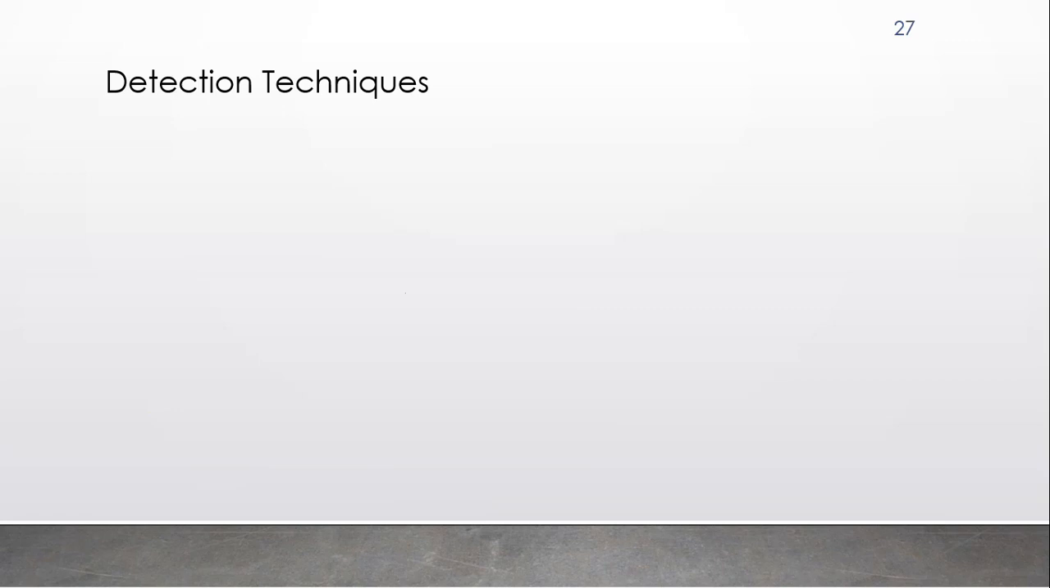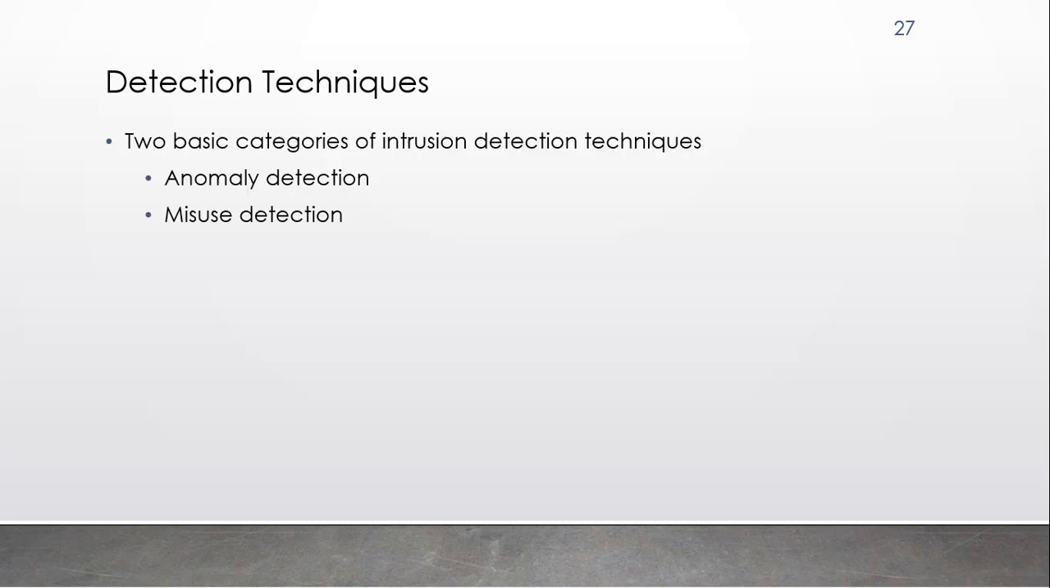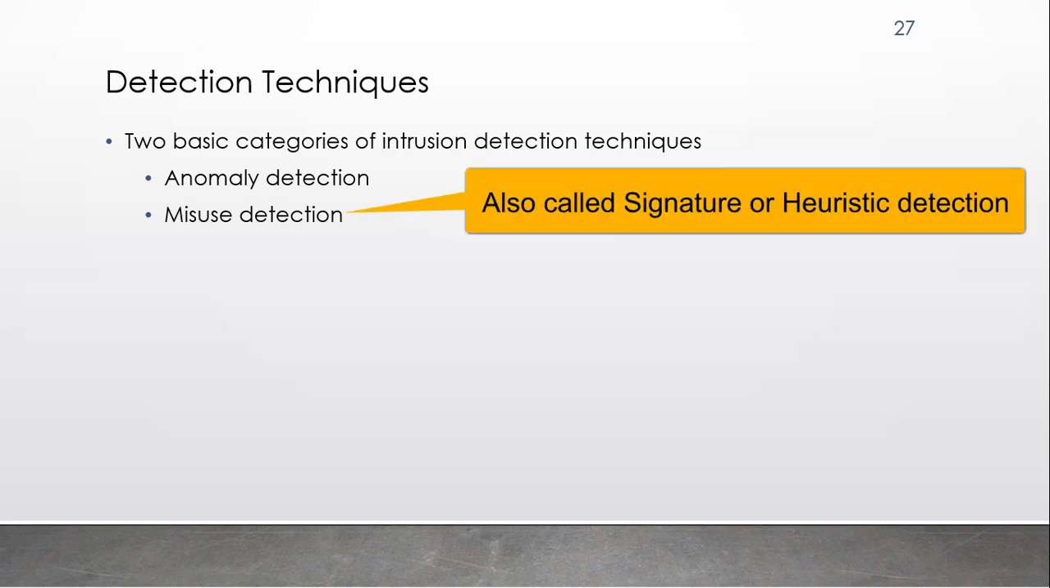We've described functional characteristics or qualities of an IDS. But how does it actually work? How does it detect intrusions? There are two basic categories of intrusion detection techniques: anomaly detection and misuse detection. Misuse detection is also called signature or heuristic detection.